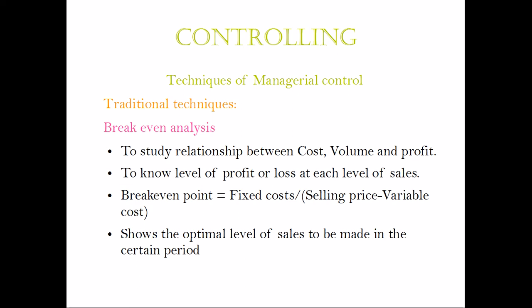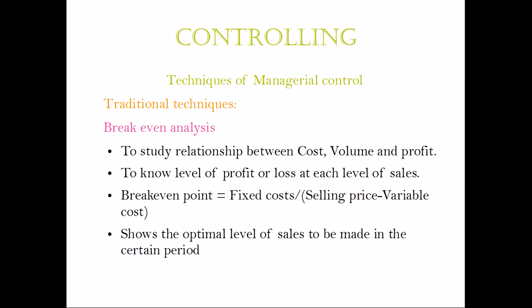Volume means the total amount of sales, or the total number of goods that are being manufactured, or the total revenue that has been incurred. Profit means if you reduce the total sales from the cost, you will end up with profit. So that's how profit is calculated. The process of finding the relationship between these three is called a break-even analysis.